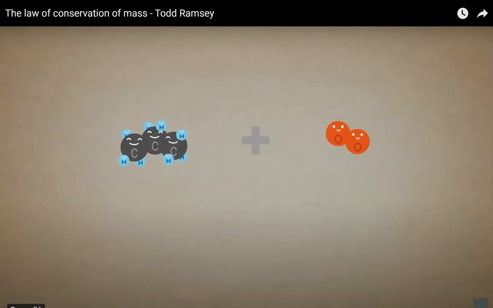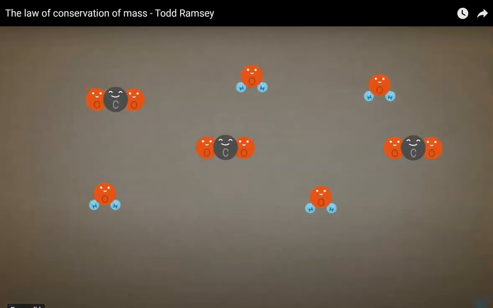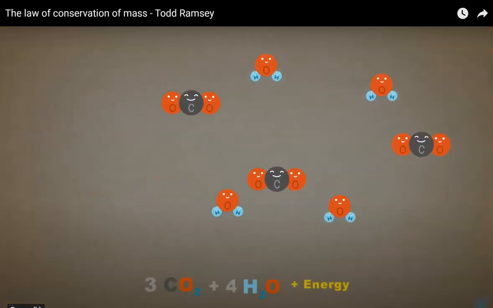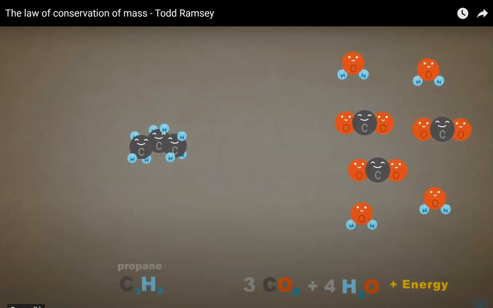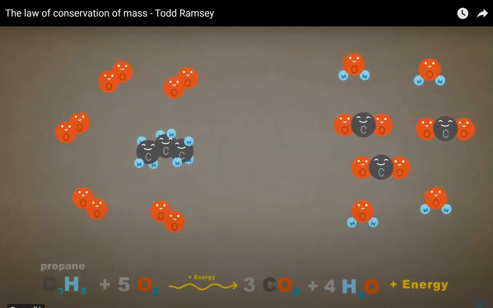For a grand finale, here's propane, another combustible gas. We add oxygen, light it up, and boom, more water and carbon dioxide. This time we get 3 CO2s, because the propane molecule started with 3 carbon atoms, and they have nowhere else to go.